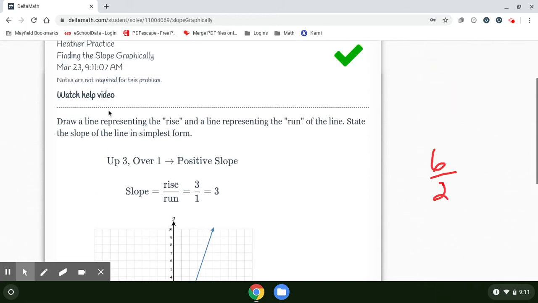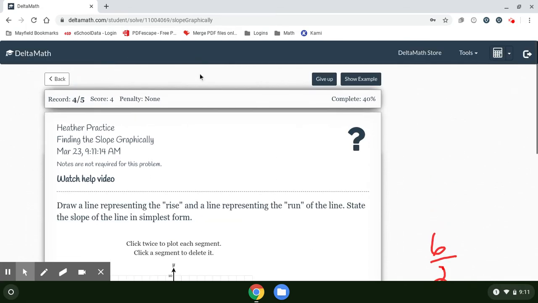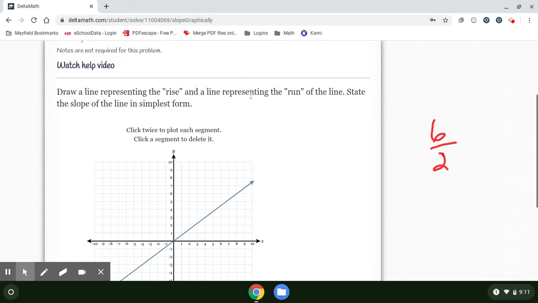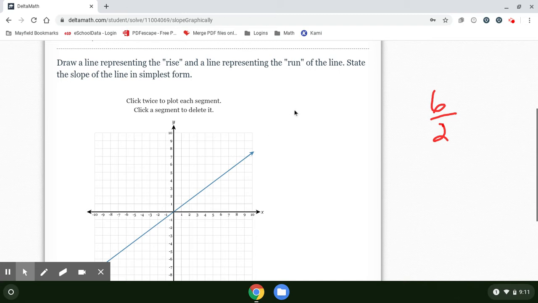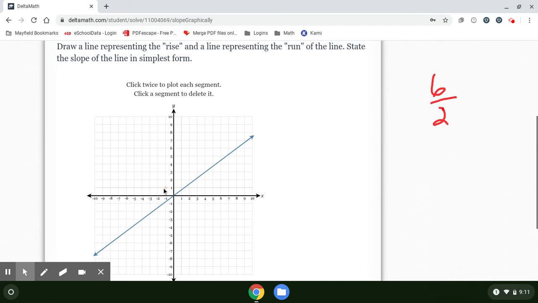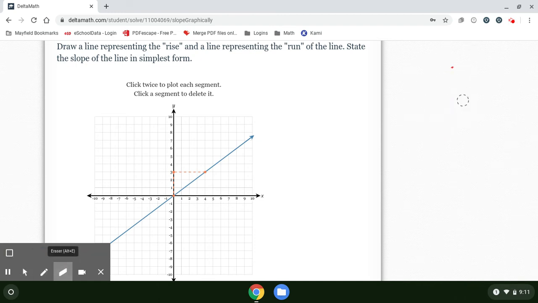Okay, now let's do another one and I'll show you what happens if you do it incorrectly. So it says draw a line representing the rise and the run. So I'm going to go and do the same thing that I've been doing. I'm going to click here. I want to get up to this point. So I'm going to go up 3 and then go right 4. Okay, so my slope should be 3 over 4.